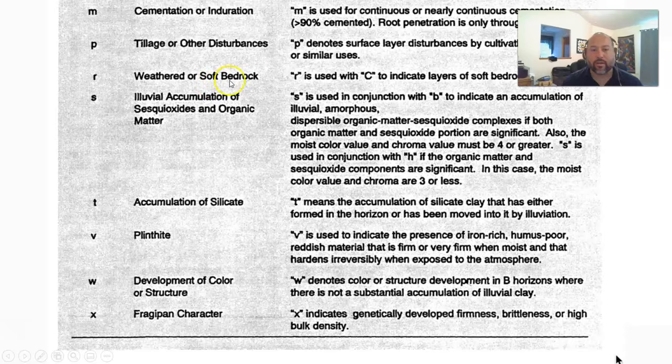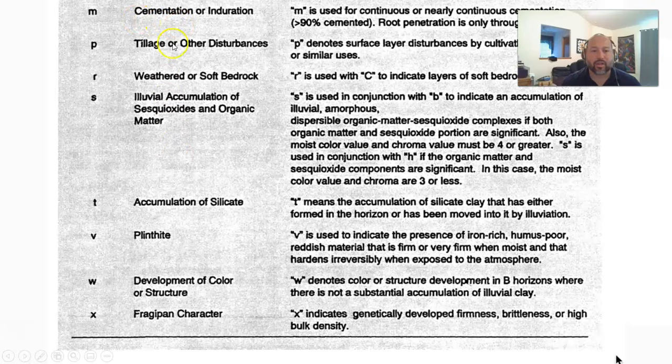r for weathered or soft bedrock. So r is used with C to indicate layers of soft bedrock. So you would see r being used with C. You wouldn't really see the lowercase r used with any layers other than C. We talked about p before, because I said you could have an Ap layer, which is a topsoil that's been plowed or had some other disturbance by cultivation or pasturing.